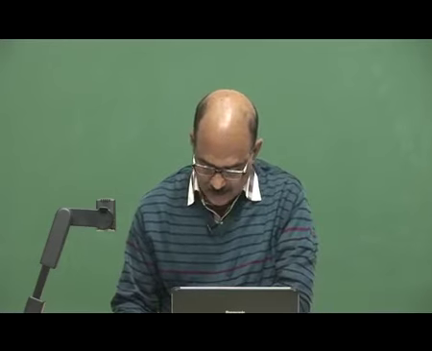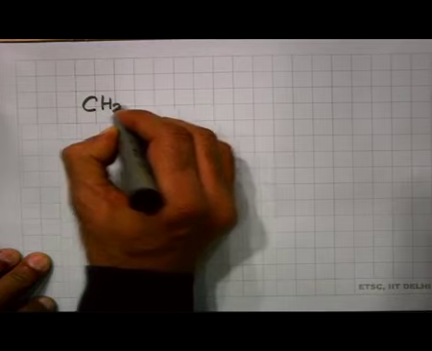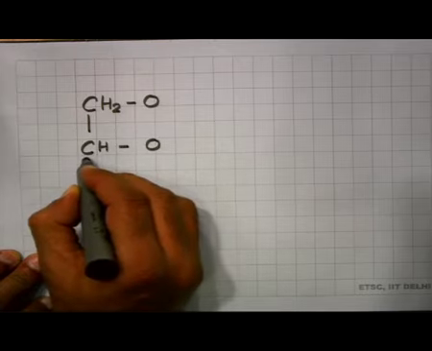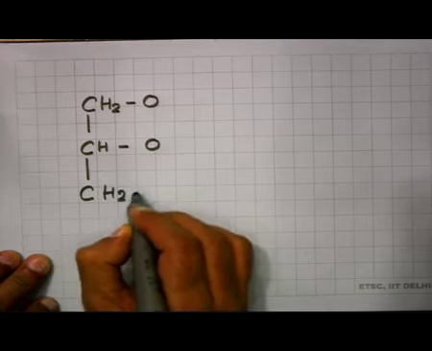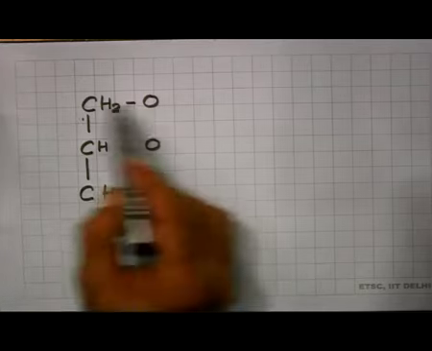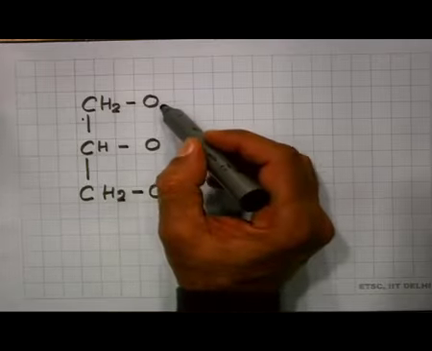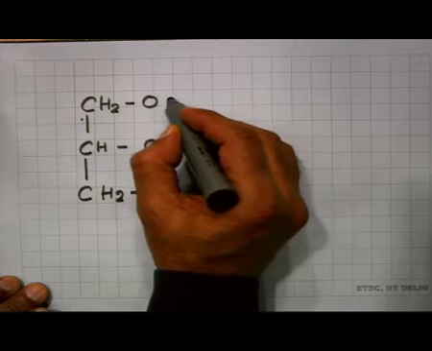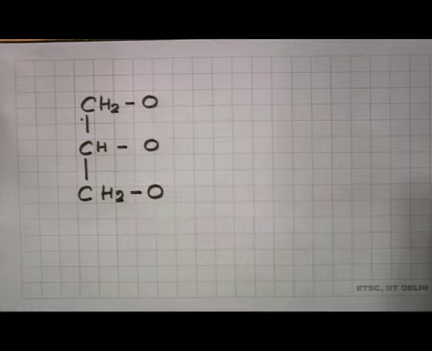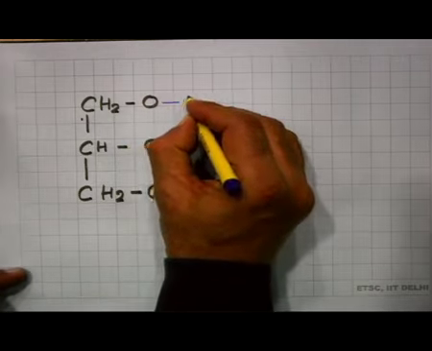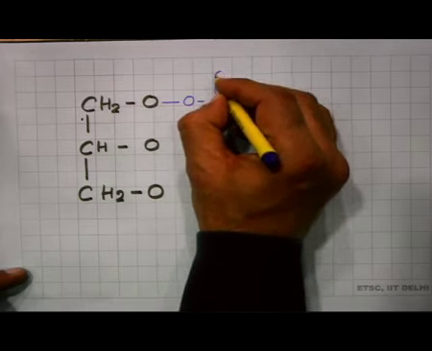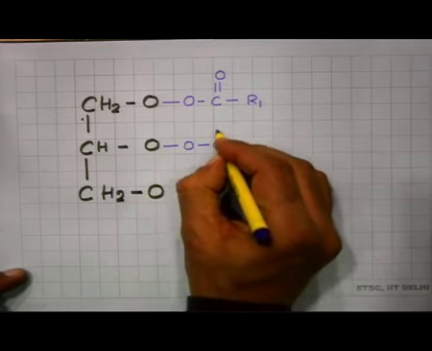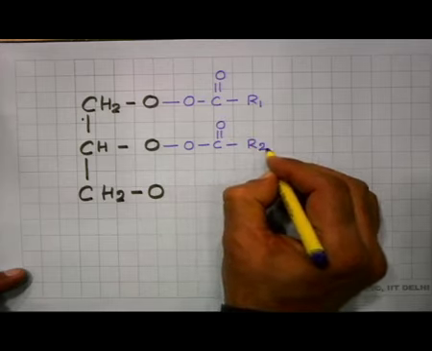The phospholipid you can also write easily. You can easily write the formula of glycerol. We have seen in the triglyceride CH2OH. Here H is hidden. Then this H and the OH of the fatty acid are going to combine, and here you can easily write O C double bond O, that is R1. The same can repeat here, O C double bond O R2. This is the same structure.